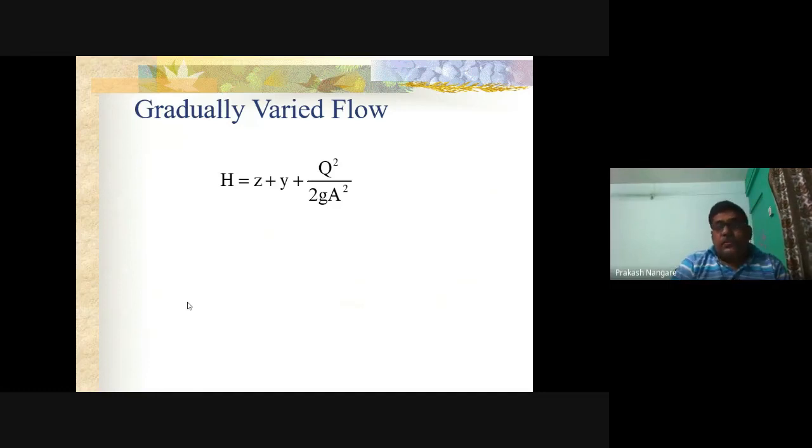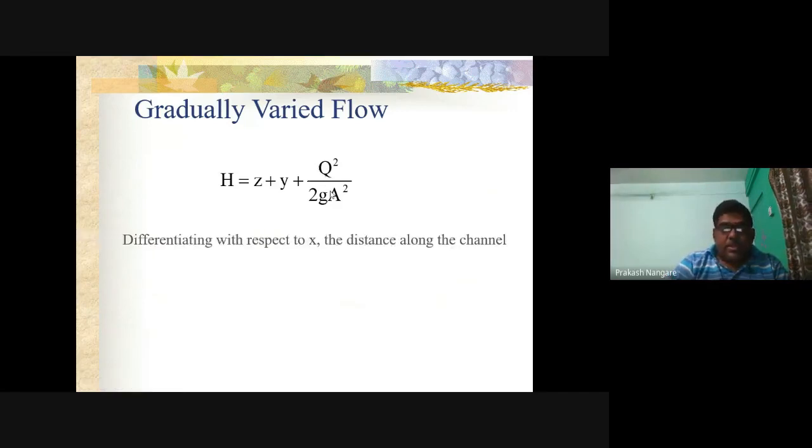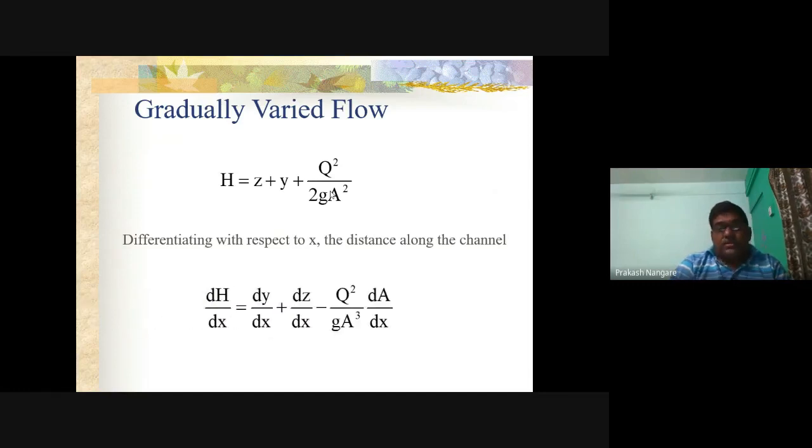As per the gradual varied flow, the velocity term v square by 2g is replaced by q square by 2g A square, because the velocity is nothing but the ratio of Q and A, only a simplification. So you differentiate this equation with respect to x, where x is the direction of the flow, the length of the channel. Then you get the equation dH by dx is equal to dy by dx plus dz by dx. Differentiating this term, it becomes minus Q square by gA cube into dA by dx.